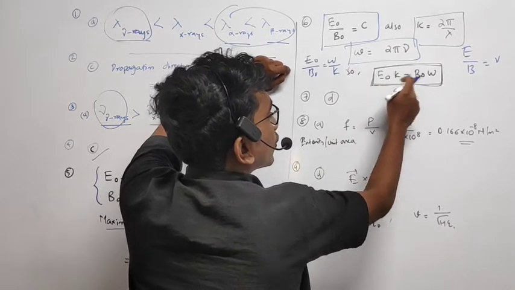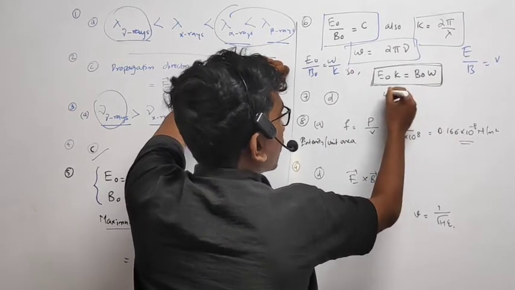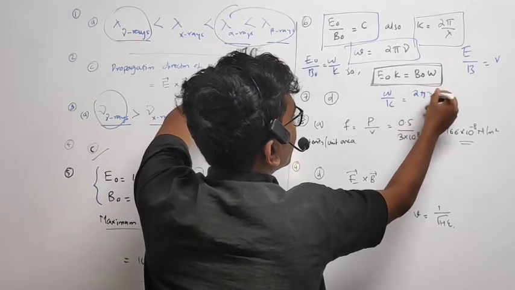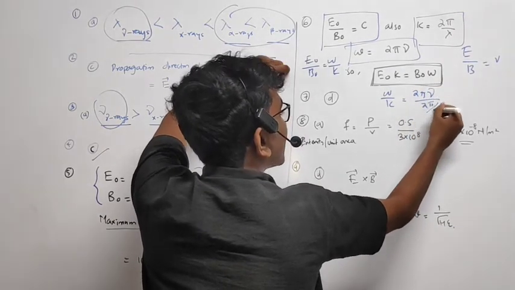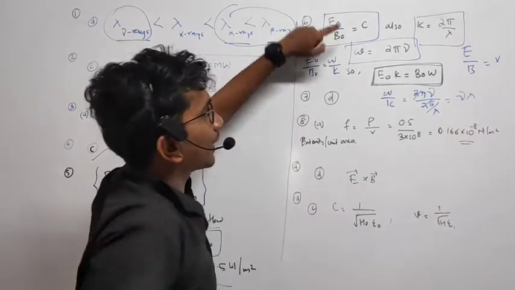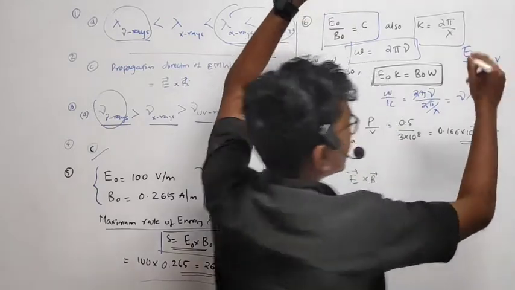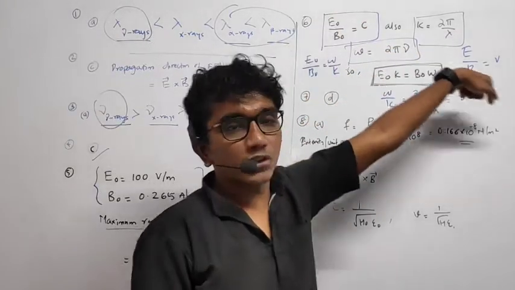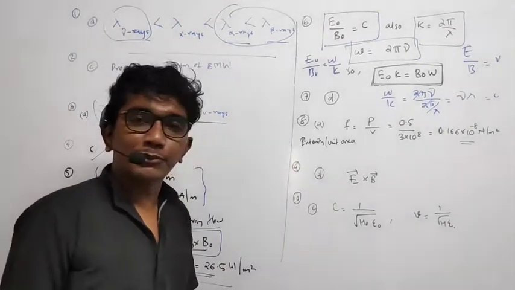E0 by B0 is equal to omega by k. So what is omega by k actually? Look at this. Omega is 2 pi mu divided by 2 pi by lambda. 2 pi got cancelled. So mu lambda. What is mu lambda? C is equal to C. So E0 by B0 is also C. So the relation is absolutely correct.